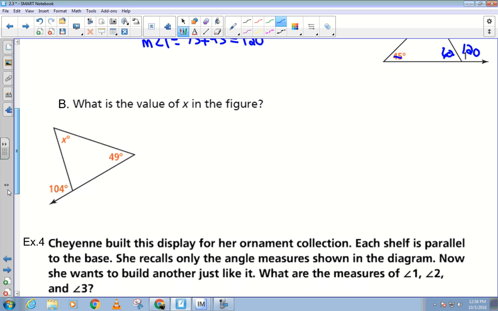The exterior angle, and they give you one of the remote interior angles, but not the other one. Okay? So we know that the exterior angle is 104, and how do you find the exterior angle? You add the other two together, right? x and 49. Okay, so the exterior angle is equal to the sum of the remote interior angles. And so then what would I do? Subtract 49 from both sides. And you get 55? You did. Okay, you get 55.